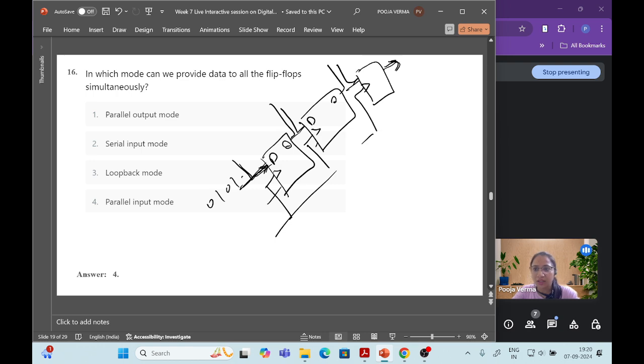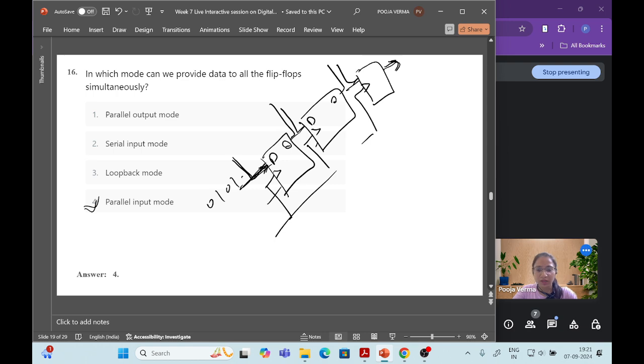So they are asking in which mode can we provide data to all flip-flops simultaneously. That means individually, at which mode we are providing the data. So that would be only the parallel input mode, because they are not asking for taking out the data. They are asking only for providing data. So we will provide the parallel input mode to all flip-flops simultaneously, right? So parallel input mode, that's why option 4 is the correct answer.